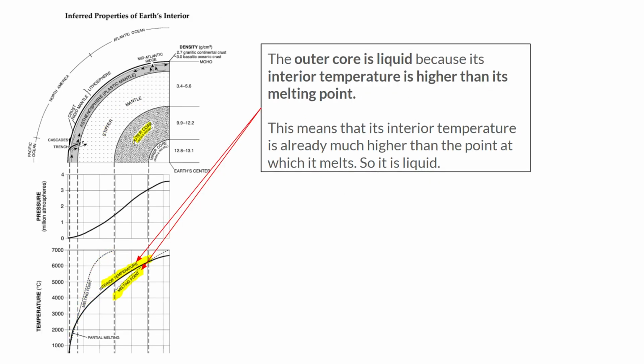If I look at the outer core, you can see its interior temperature is higher than the melting point, meaning the temperature has already passed the point at which it will melt. So that's why it's a liquid, because its interior temperature is higher than the melting point, the point that it will melt. It already passed the melting point.